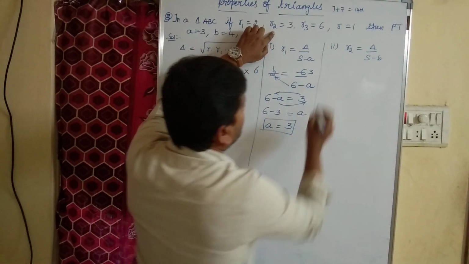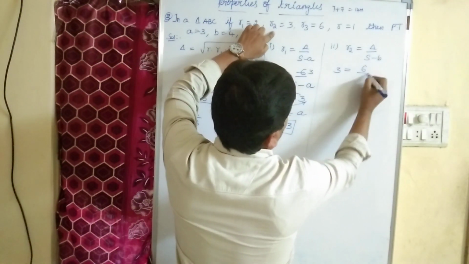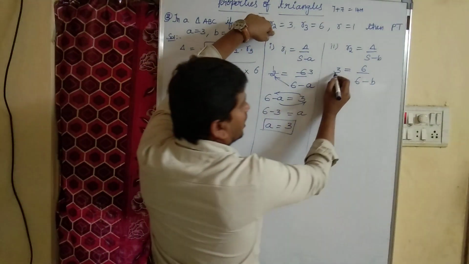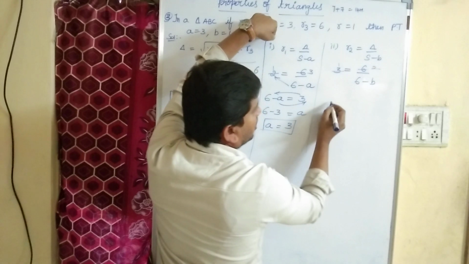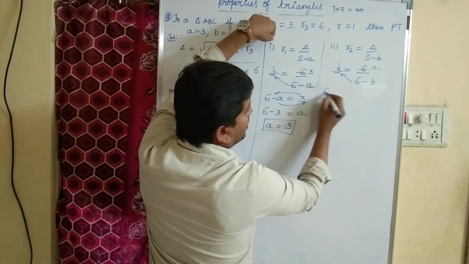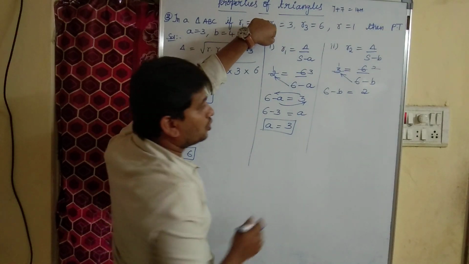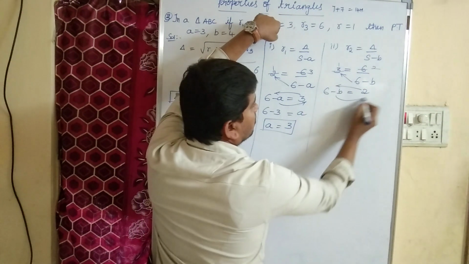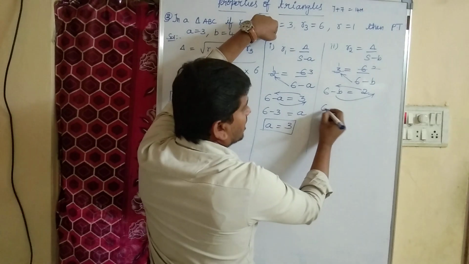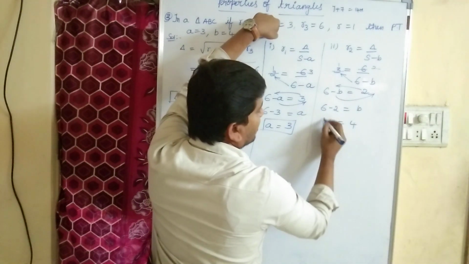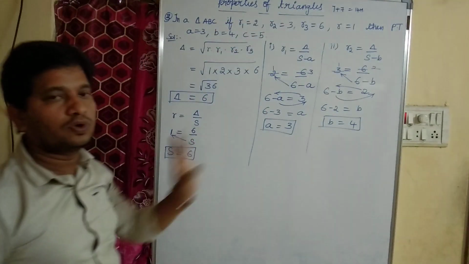Now coming to second one, the formula for R2 is delta by s minus b. As it is given R2 value 3 equal to delta is 6, s is 6 minus b. Again 3 table, 3 1 are 3, 3 2 are 6. Cross multiplication 1 into 6 minus b, 6 minus b, that is equal to 2. Plus 2 you transpose, minus b you transpose. 6 minus 2 equal to plus b. Therefore b value what? 6 minus 2, which is equal to 4.